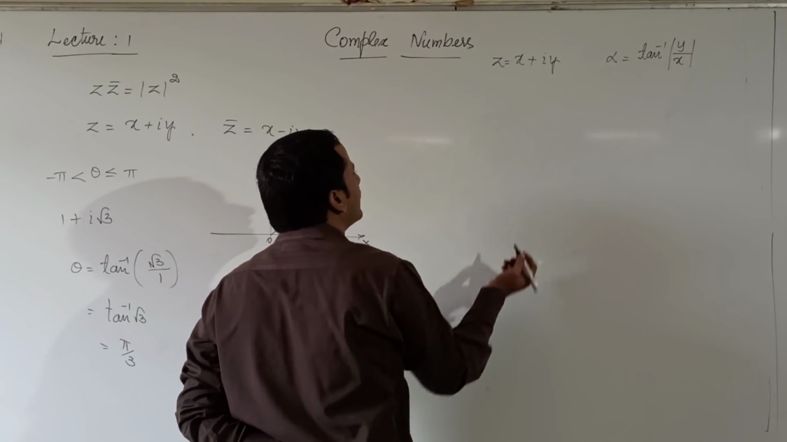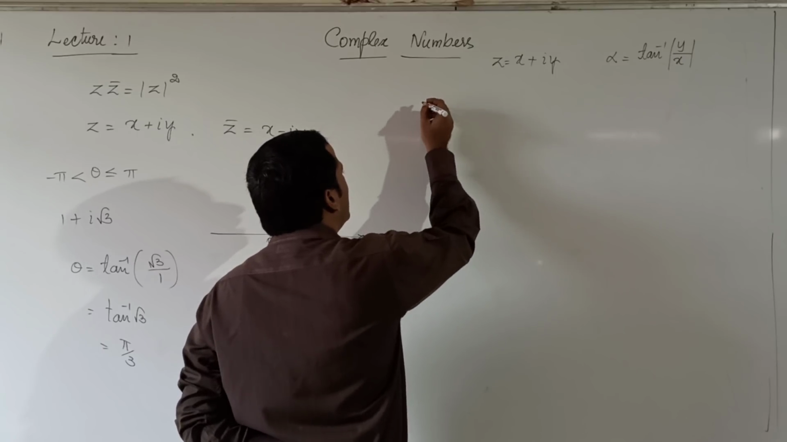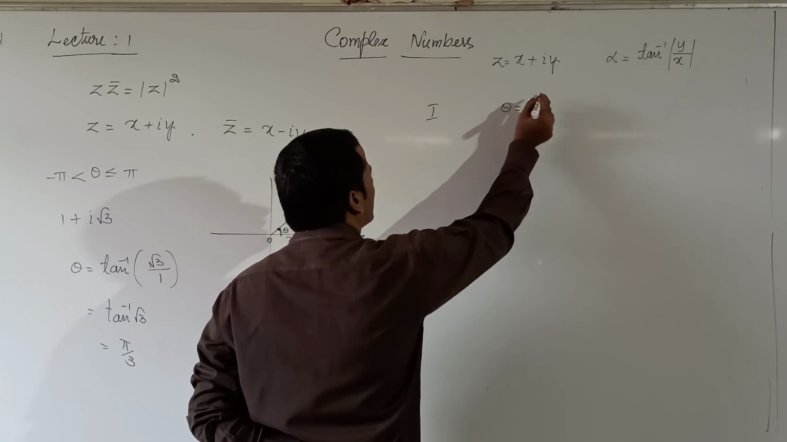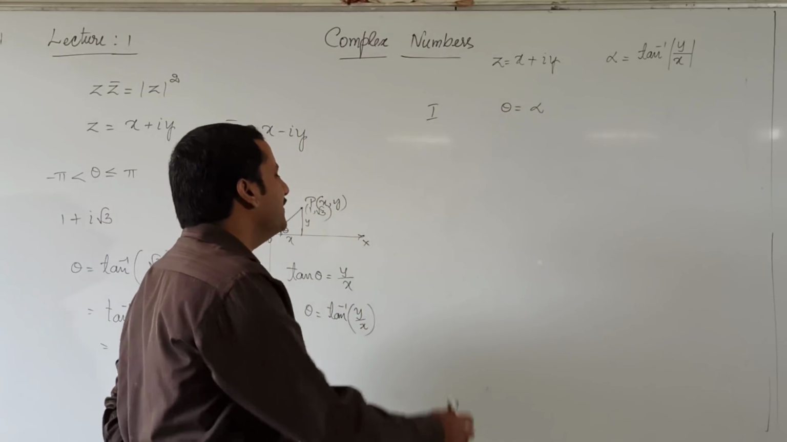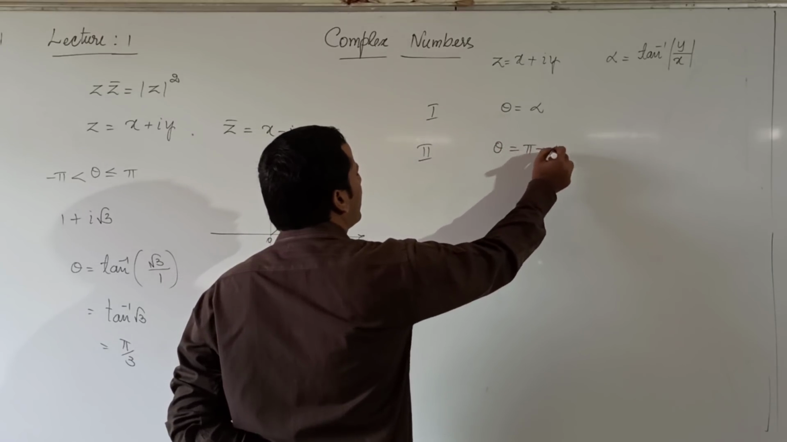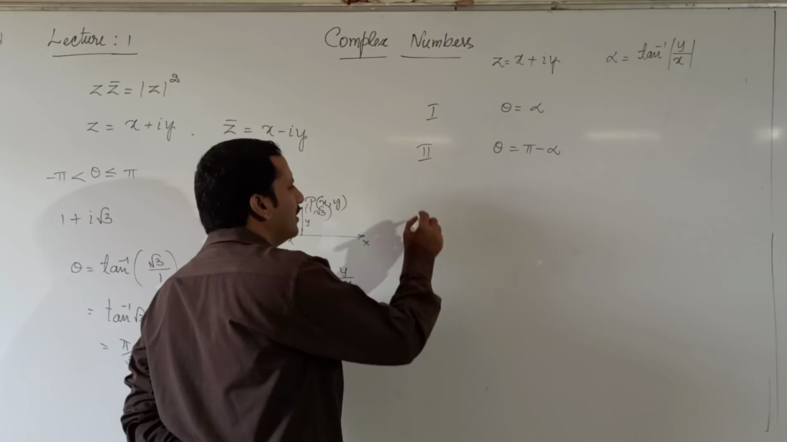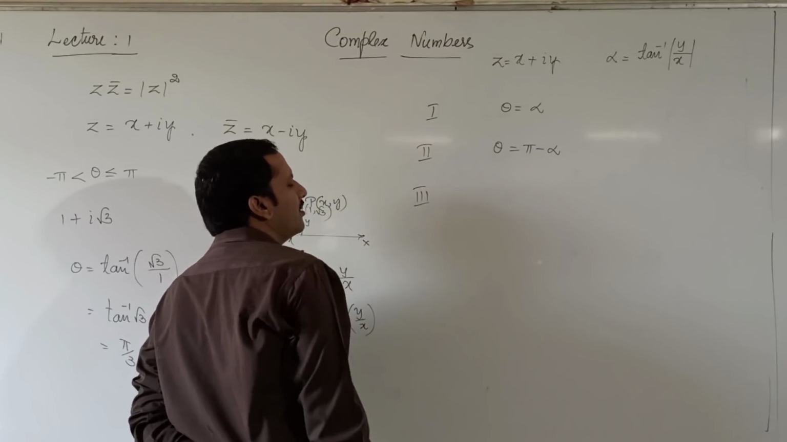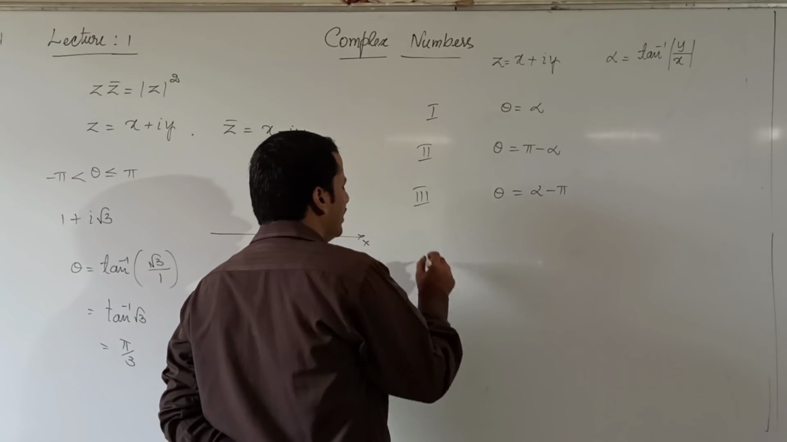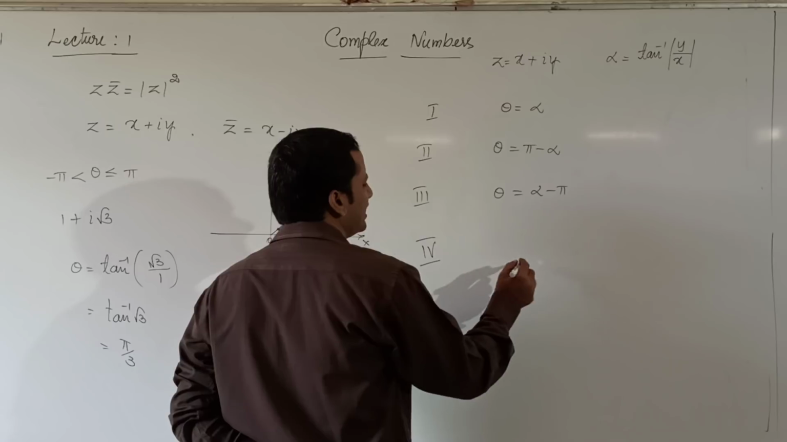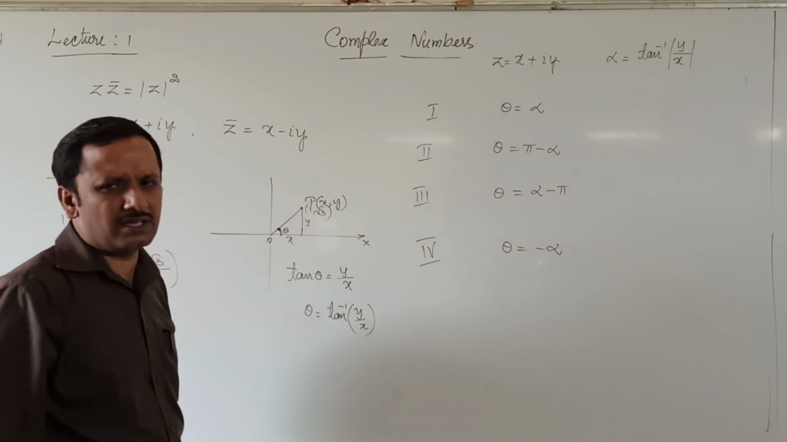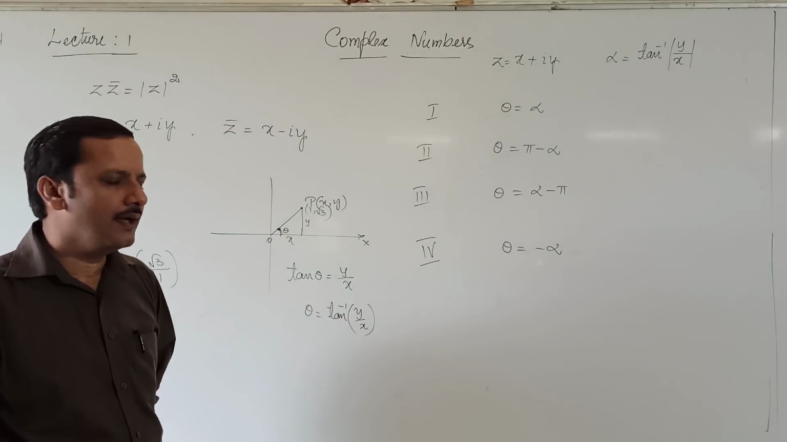Then theta, theta is the amplitude. If it lies in the first quadrant, then theta is equal to alpha. If it lies in the second quadrant, then theta is equal to pi minus alpha. If it lies in the third quadrant, then theta is equal to alpha minus pi. If the complex number lies in the fourth quadrant, then theta is equal to minus alpha. This is what you have to do.